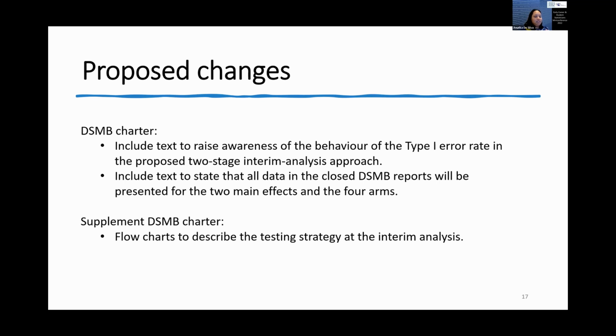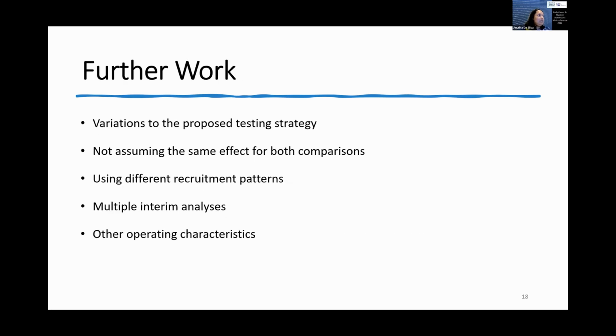if we were to conduct an interaction test. However, there are many limitations and criticisms against this approach. So what we propose is to again alert the DSMB to this limitation, and also present data for the two main effects and for the multi-arm analysis as well. Along with this, we will also describe this two-stage testing strategy in detail for the interim analysis. That is how we hope to define the operating characteristics of this interim analysis. Currently we are writing up this work, and we hope it will be helpful for anyone considering conducting an interim analysis for an RCT with a factorial design.